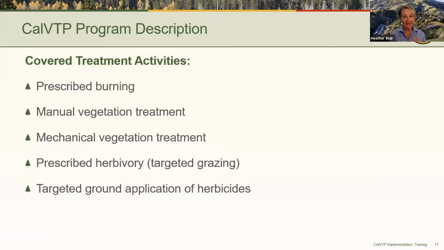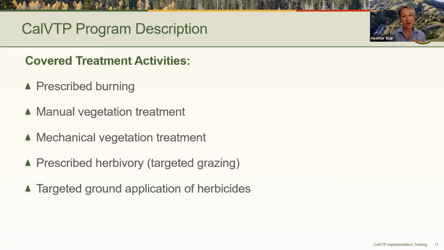There are 5 treatment activities that can be used in various combinations to implement the 3 treatment types. The CalVTP treatment activities are prescribed burning, manual vegetation treatment, mechanical vegetation treatment, prescribed herbivory, also called targeted grazing, and the targeted ground application of herbicides. So essentially, the CalVTP is a toolbox of vegetation treatment types and activities that could be selected by project proponents in various combinations in designing their treatments to reduce wildfire risk.